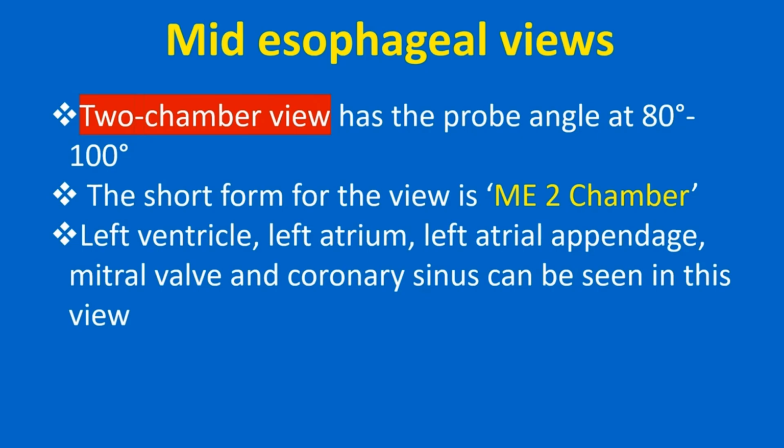Two-chamber view has the probe angle 80 to 100 degrees. The short form for this view is ME two-chamber. Left ventricle, left atrium, left atrial appendage, mitral valve and coronary sinus can be seen in this view.